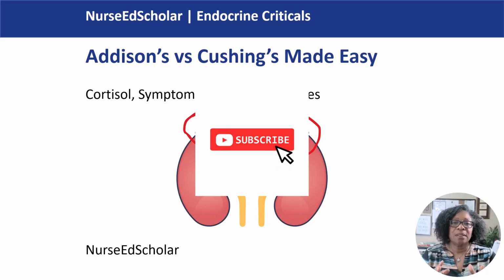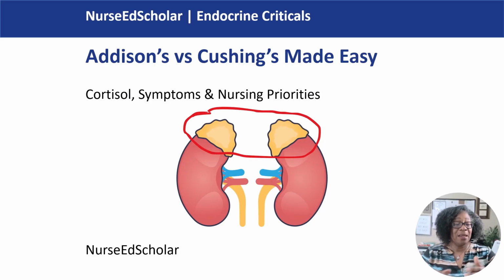So today you have one patient that's losing weight. They're weak and their blood pressure is dangerously low. And then you have another patient that's gaining weight. They're all swollen and their blood pressure is high. Now, both of these conditions involve cortisol, but they're complete opposites. And if you mix them up, you're going to miss what the patient really needs, okay?